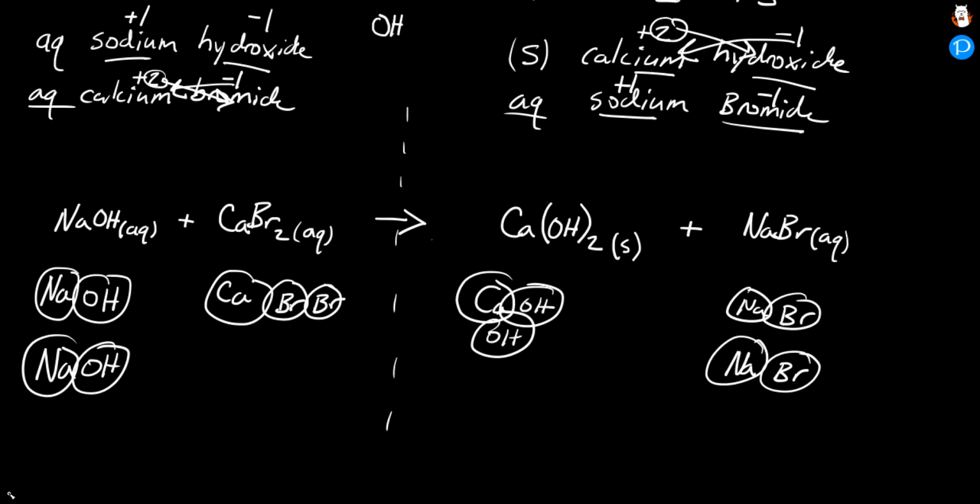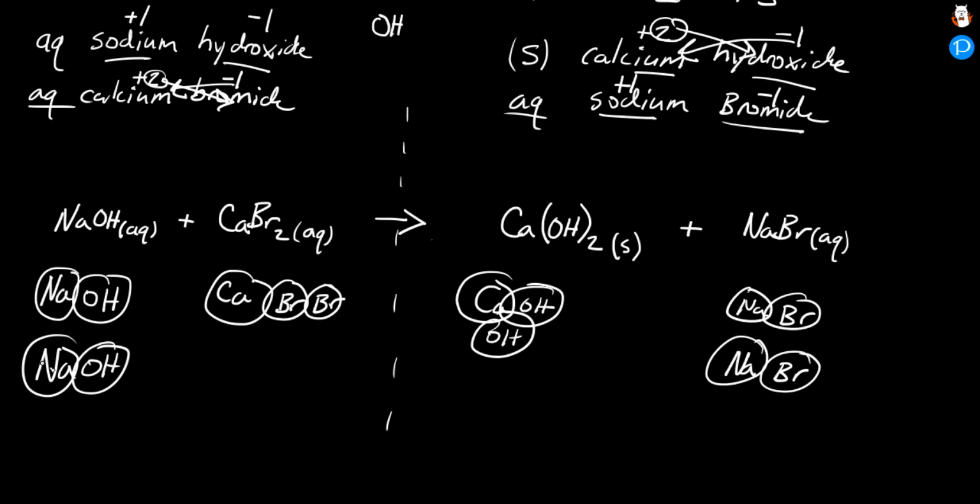Now those are balanced, and by doing that as well, my OHs are balanced now, because by adding this, I now have 2 total OHs over here, and I have 2 over here. And now everything should be balanced. 1, 2 sodiums, 1, 2 over here, 2 bromines here, 2 bromines here, 1 calcium on the left, 1 calcium on the right. So everything is balanced.